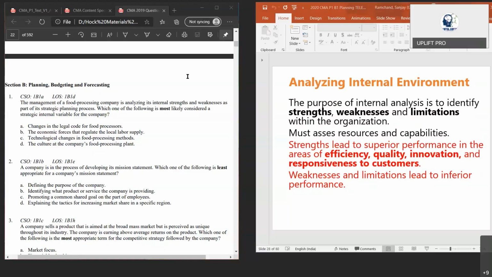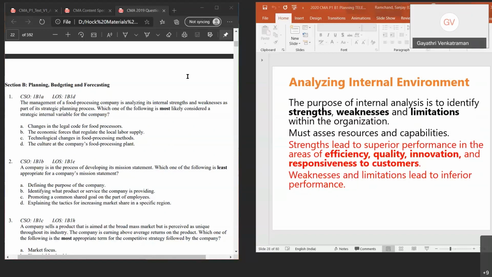Yes, sir. The reason why I chose D is that legal is an external factor. Economic forces is also an external factor. Technological changes in food processing methods again seems to be an external factor. But when we talk about the strategic internal variable, I thought that the culture in the company's food processing unit is an internal factor. That's why I chose the answer D.